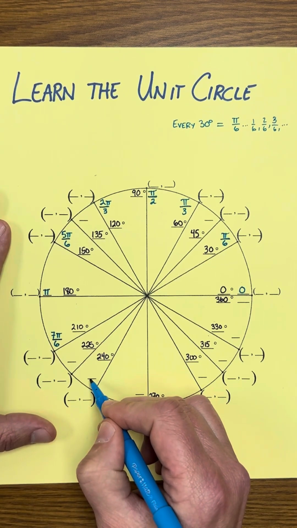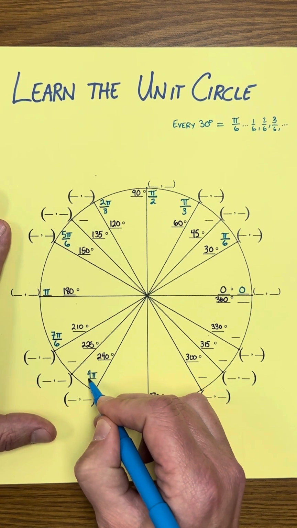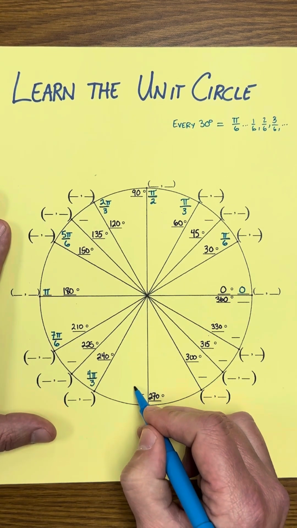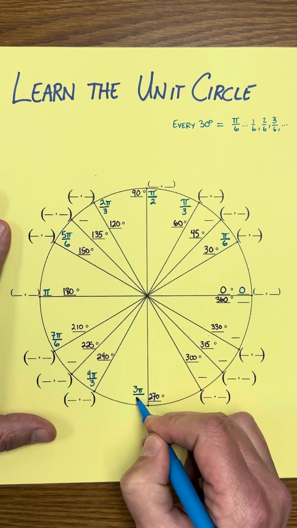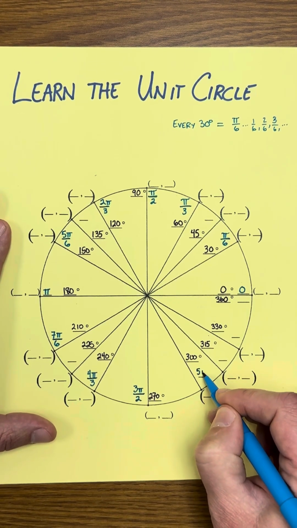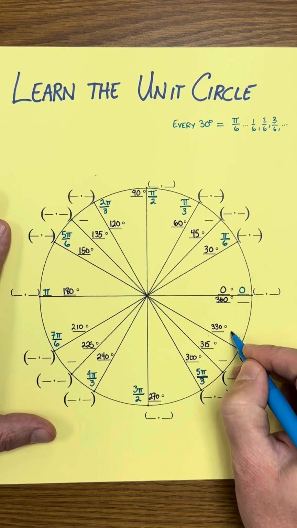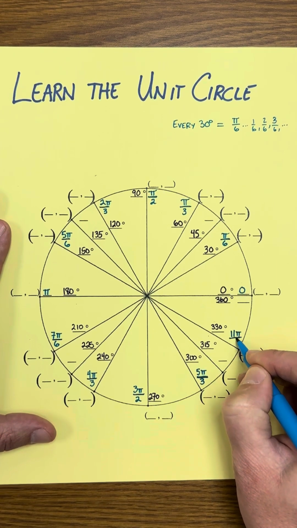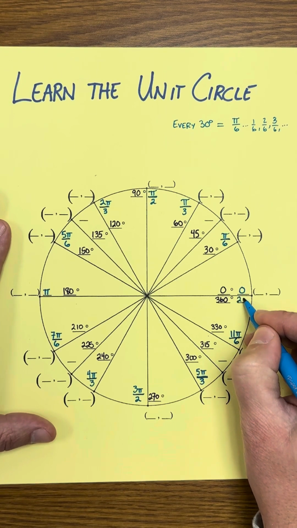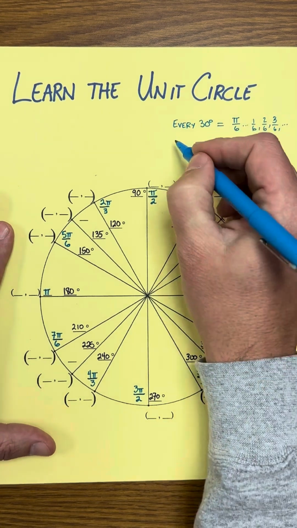After that comes 8 pi over 6, which reduces to 4 pi over 3. After that comes 9 over 6, which reduces to 3 pi over 2. After that is 10 over 6, which reduces to 5 pi over 3. After that is 11 pi over 6, which doesn't reduce. And after that is 12 pi over 6, which is 2 pi. So that's our 30 degree angles.